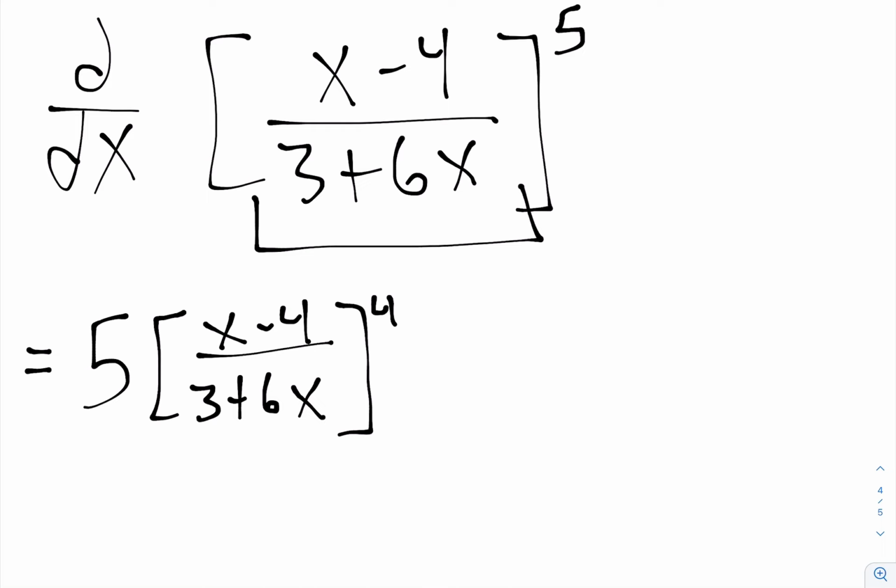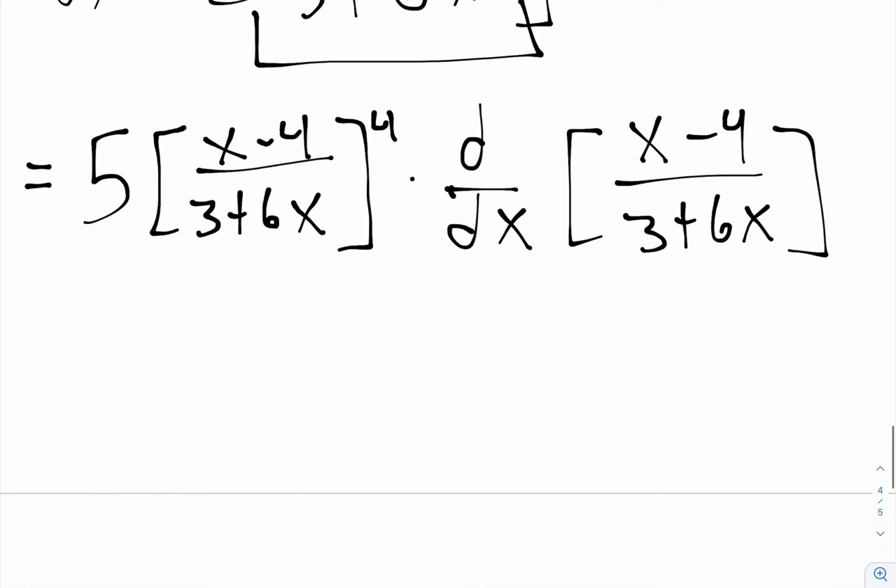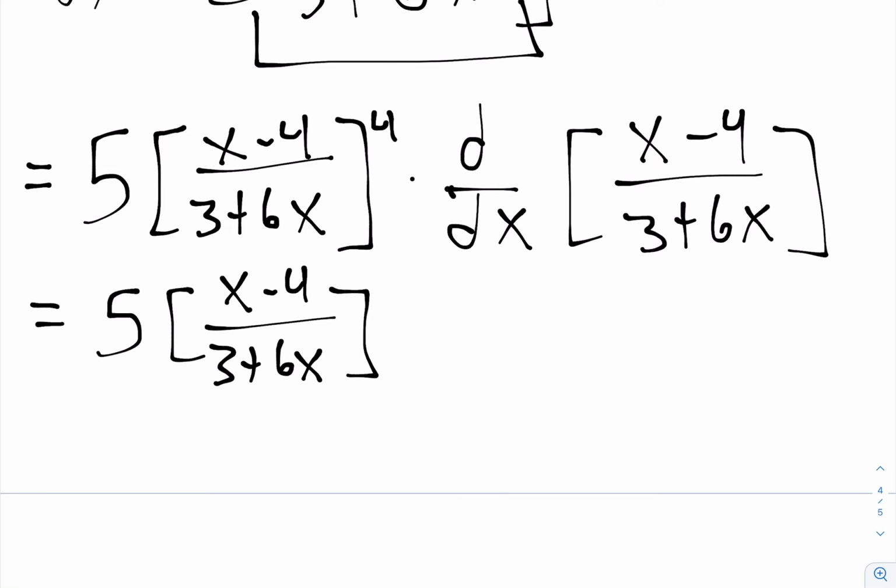Right, and now we have to multiply this by d by dx, the derivative of the inside. So the derivative of x minus 4 over 3 plus 6x. So the first part, we have that covered. It's going to be 5 times x minus 4 over 3 plus 6x to the fourth. Now we're multiplying it by the derivative of a quotient. How do we find the derivative of a quotient? Well, in my last video, I talked about using the quotient rule.